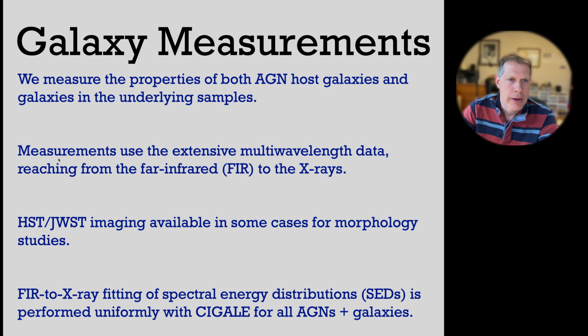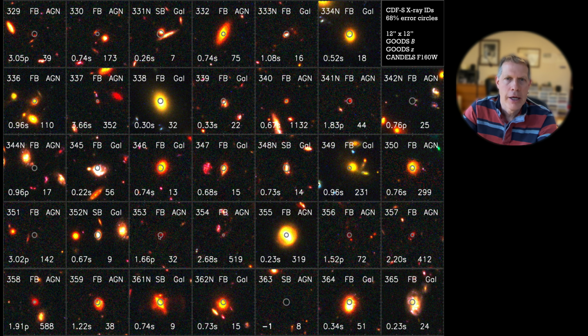The measurements that we make use, as I mentioned, the extensive multi-wavelength data reaching all the way from the far infrared to the X-rays. We have HST and JWST imaging available in some cases for morphology studies. In fact, here are some nice images showing, in this case, Hubble Space Telescope observations in the Chandra Deep Field South field. These are combinations of B, V, Z, and then infrared bands. And you can see, for many of the AGNs, we can get good measurements of their host galaxy properties. And that turns out to be very valuable.